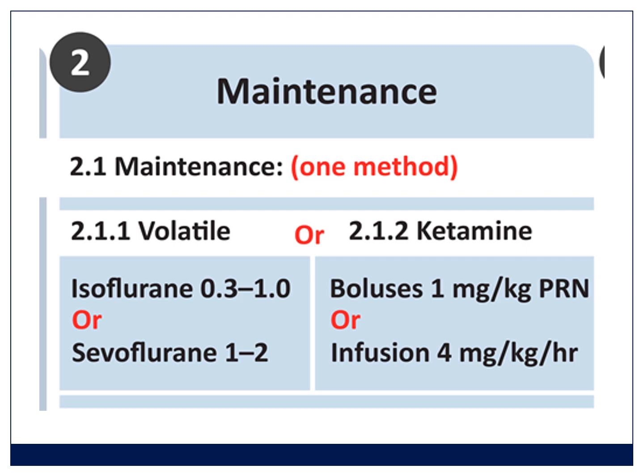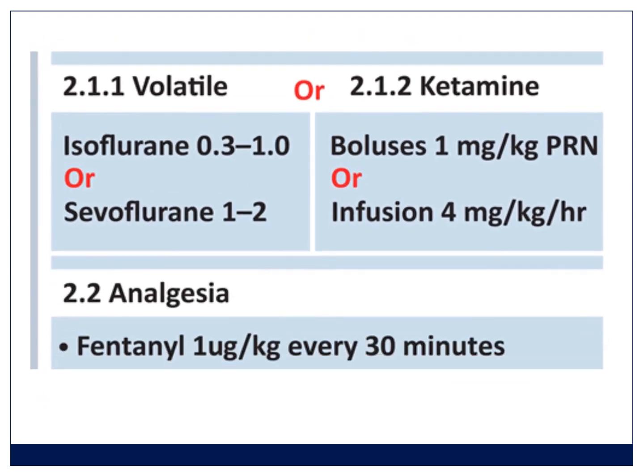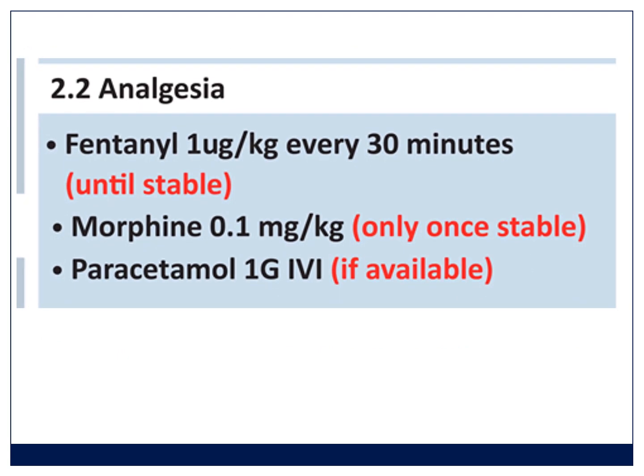And then that's maintenance anesthesia, which we've covered. Just remember that you need to add analgesia to this. So generally morphine is the one you'll be comfortable with, and if you've got paracetamol, add it. But if the patient's very unstable, I might substitute fentanyl, something like 1 mic per kilogram every 30 minutes, so 50 mics every 30 minutes, or you could use ketamine boluses.